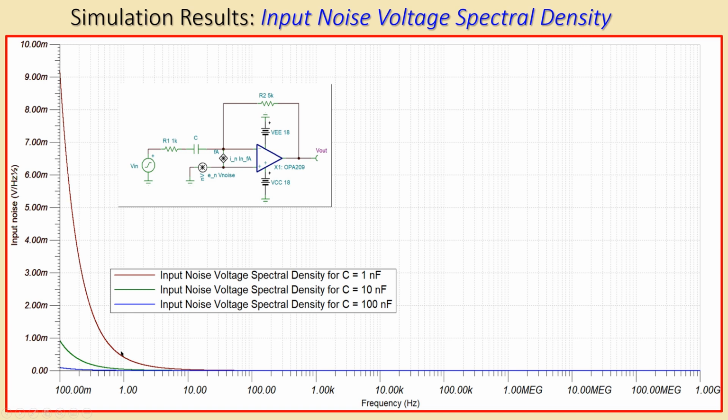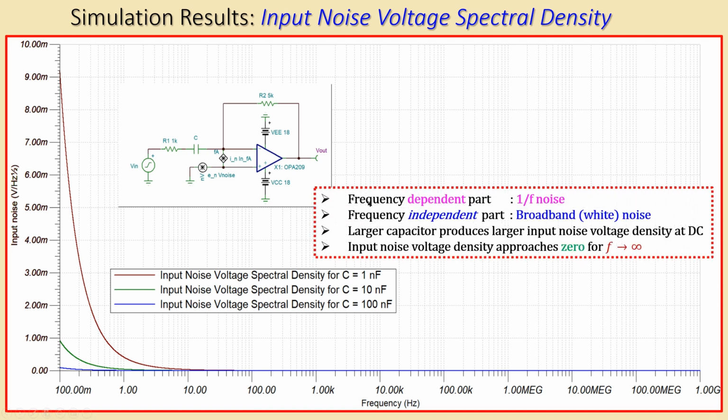But if you look at, for example, this one, the dark red line, you can see again the 1/f noise part and also the broadband part. But since this capacitor will filter out the noise, all of these cases will approach asymptotically 0 volts per root hertz at the input.